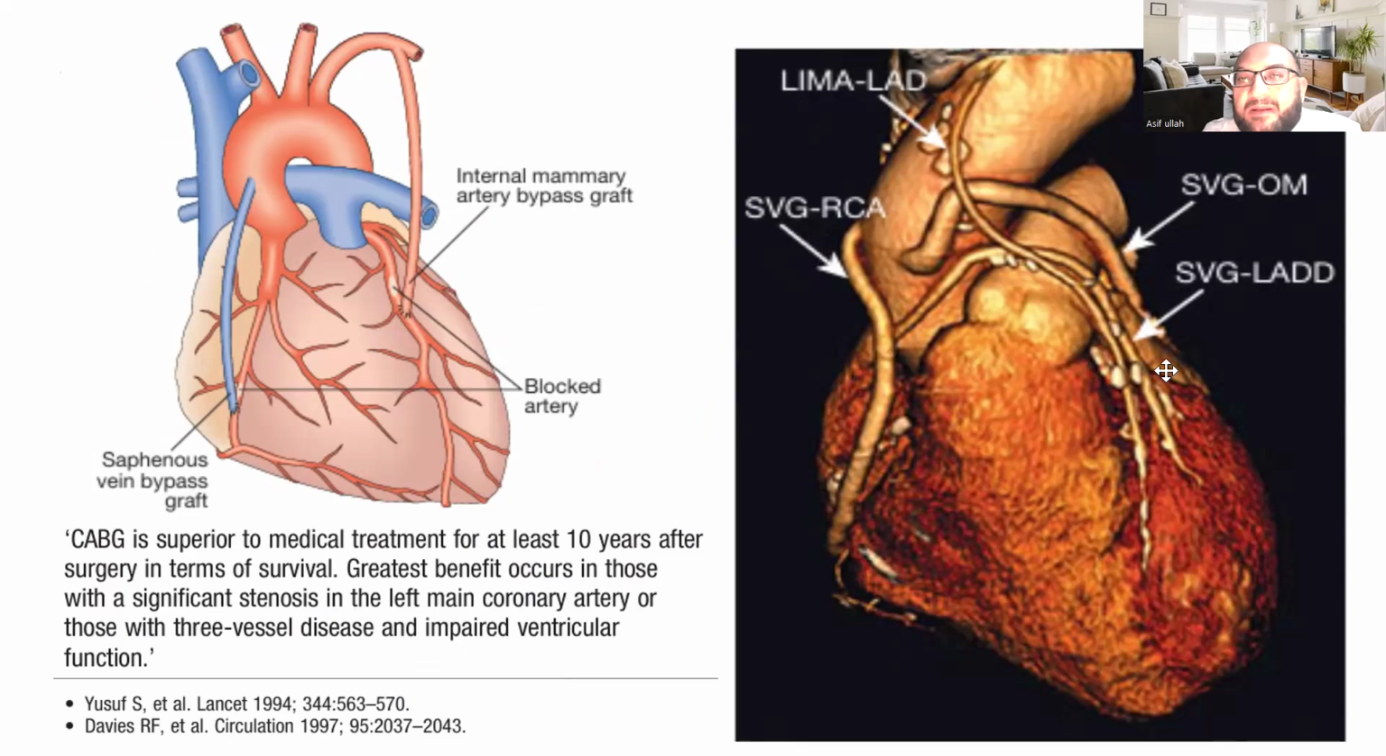Coronary artery bypass grafting. You can see the left internal mammary artery being grafted to the left anterior descending artery, and a saphenous venous graft is done to the right coronary artery. There is also a saphenous venous graft to LAD. CABG is superior to medical treatment for at least 10 years after the surgery in terms of survival. Greatest benefit is in those with significant stenosis in the left main coronary artery.